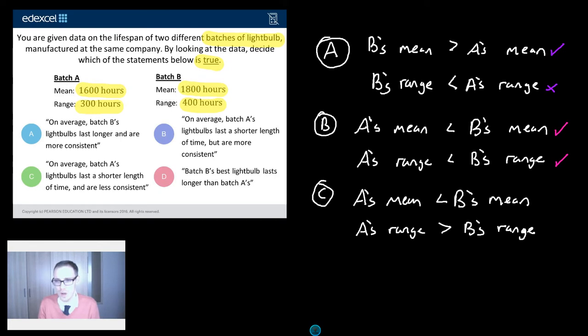Okay, so let's just weigh these up. Let's go for a bit of green here. A's light bulbs last shorter, so A's mean is less than B's mean, correct. A's range, unfortunately, is smaller, so that's wrong. Okay, good.